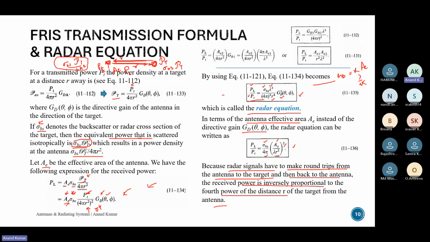I'll pause over here. In the previous slide, we saw the Friis equation. Now we have seen the radar equation. If you have any questions about the steps that we went through, it's all based on what we have seen in the previous classes as well.